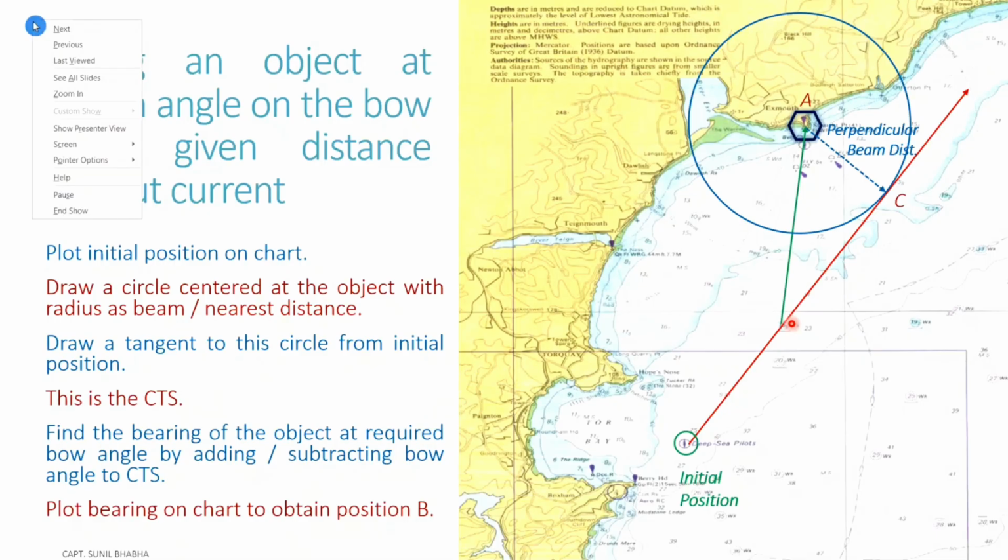Okay beta, no problem. Let us assume that in this question our CTS comes out to 040, right? Let's take an example. Now the bow angle they have given us in the question, let's say they have given a bow angle of 30 degrees. So if you are steering 040, there is an object which is 30 degrees on your port bow. Can you tell me what will be the bearing of that object?